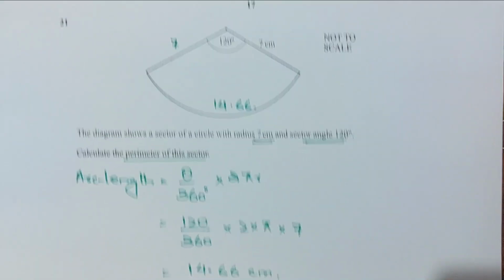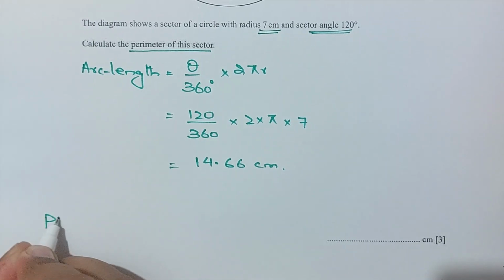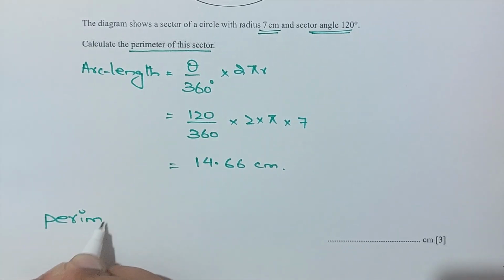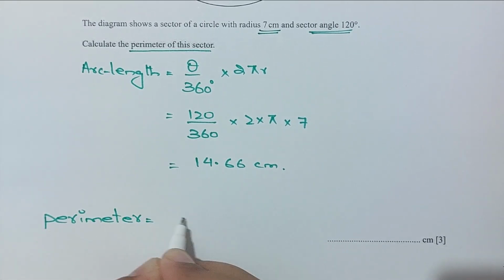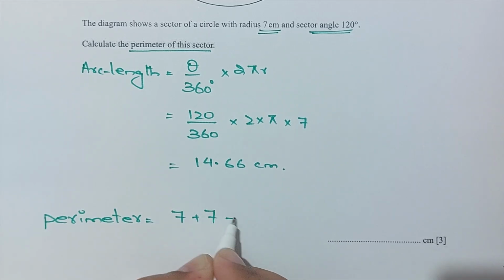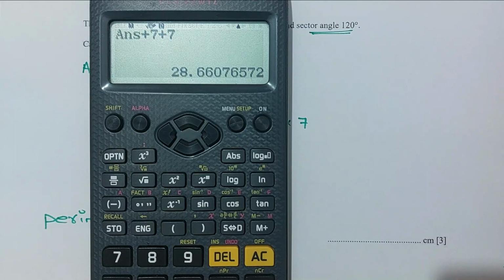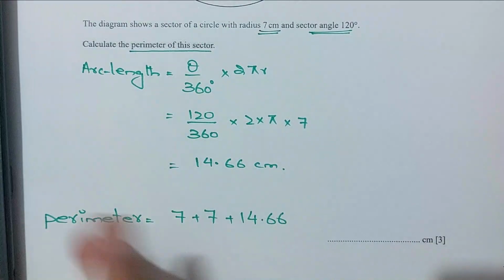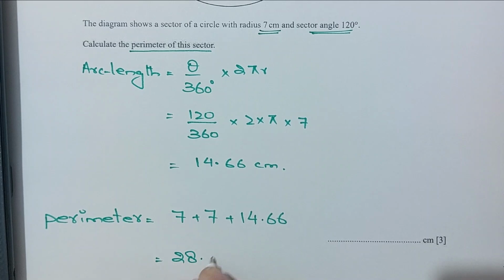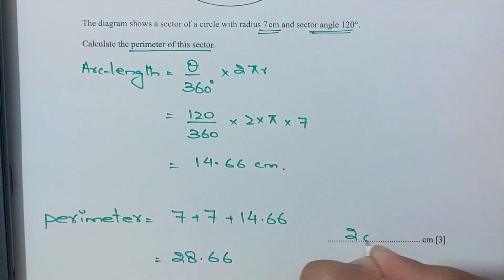Now let's figure out the perimeter. So the perimeter of this sector is the sum of radius plus arc length. This would add up to 7 plus 7, 28.66. 28.66, or we round to 28.7 centimeters.